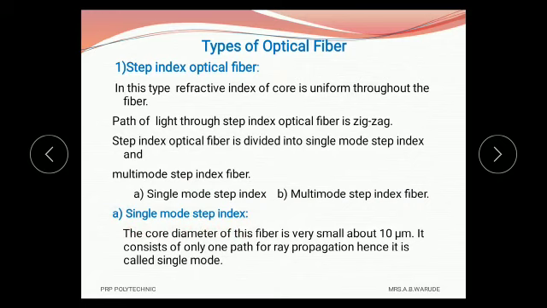In this type, the core diameter of the fiber is very small, about 10 micrometer. As the name suggests, there is only one path for the light propagation, hence it is called single mode, and the path is zigzag. In this type there is only one zigzag path.